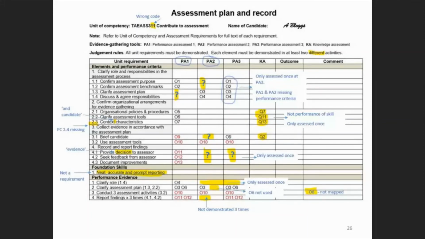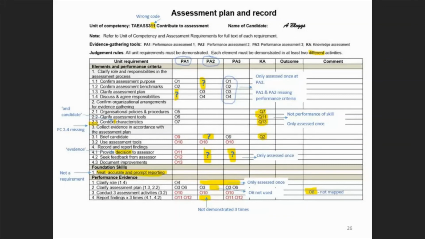If I go down to performance evidence, clarify the role, I need to see more than just one observation of that. And so on. You can see that there's perhaps a typo. If I'm going to clarify the assessment plan, I need to look at observation six, and I've left that out in that particular case. And number four, I've got to report findings three times. I've only done it twice, sent it twice, and therefore it doesn't meet. And there's also 08, an observation that's not actually in there at all. It's not being mapped. As it turns out, it probably relates to 2.4, but it's not being mapped, and so we've got a problem.